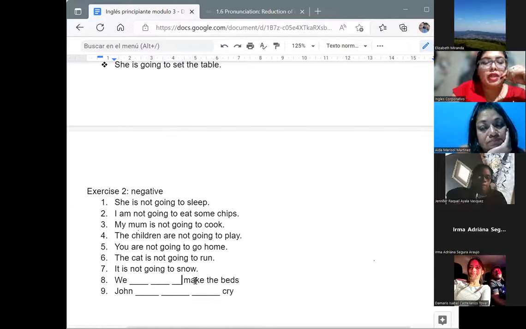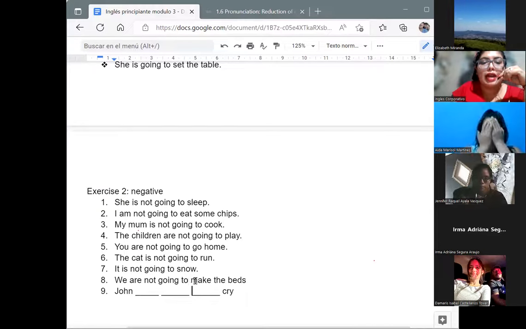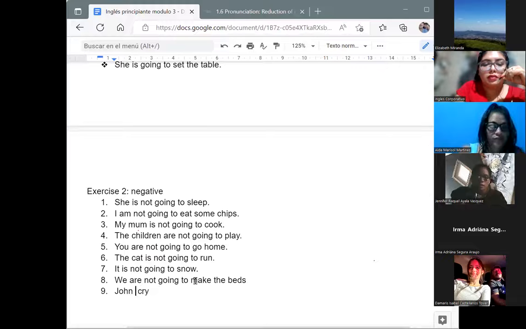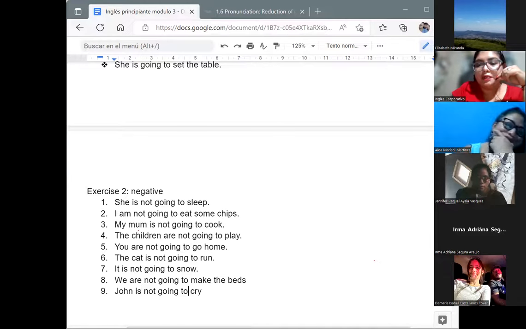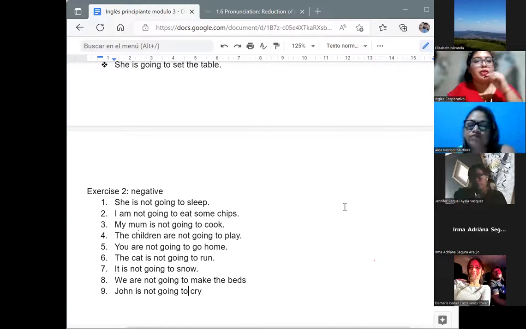Number eight. We are not going to make the bed. We are not going to make the beds. No vamos a arreglar las camas. And the last one, John. John is not going to cry. He's not going to cry. Good, very good. Okay.